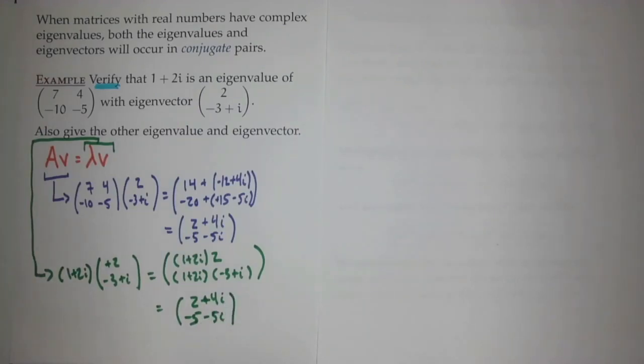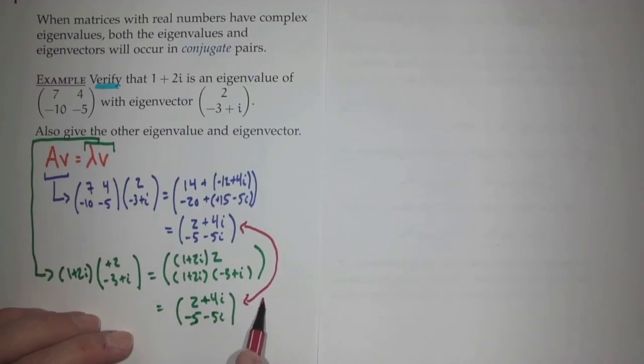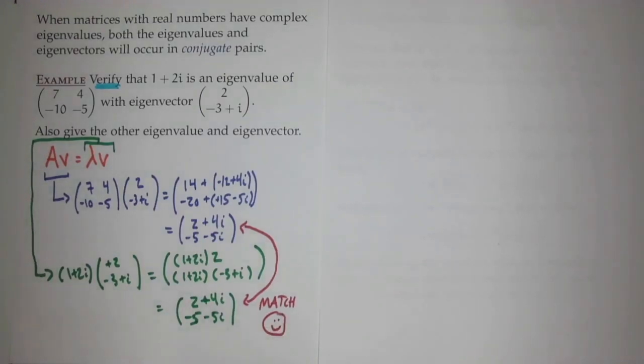And now we say, all right, we've computed A times v, we've computed lambda times v, and now we ask the question: are those the same? Yeah, they're the same. They match, and therefore it is a success. Woohoo! Good. So now that's the verification. We verified it's an eigenvalue for that eigenvector.